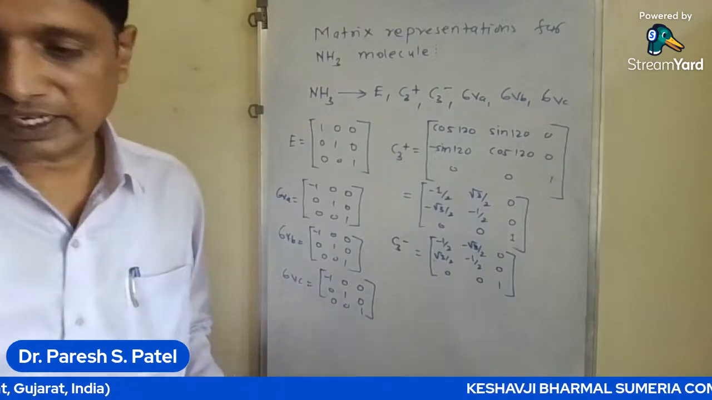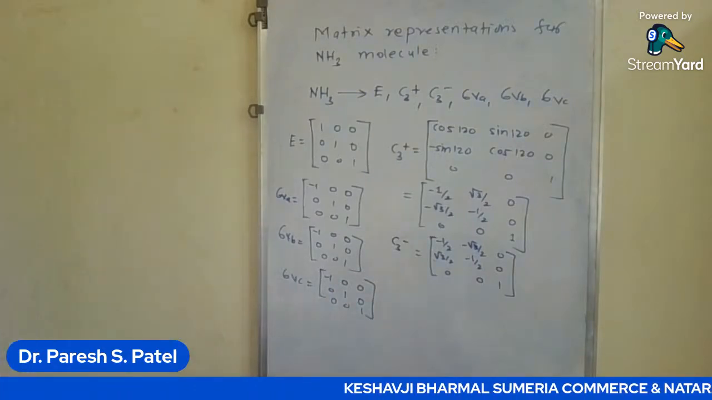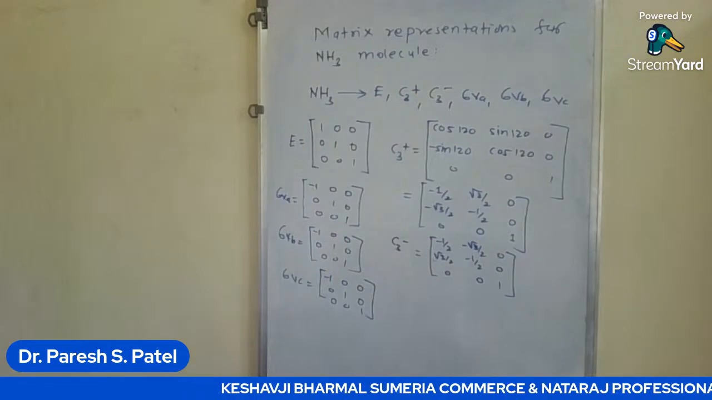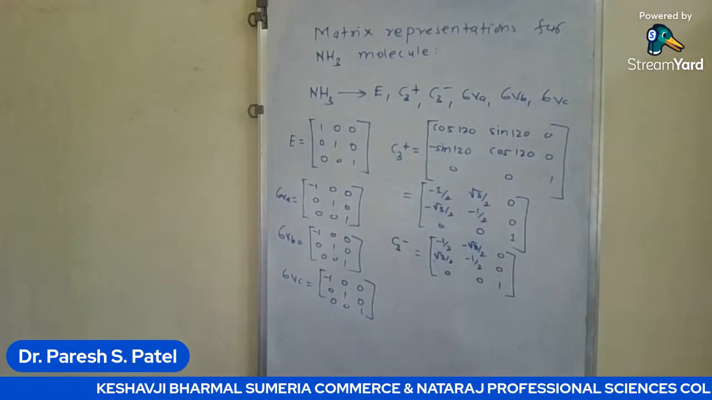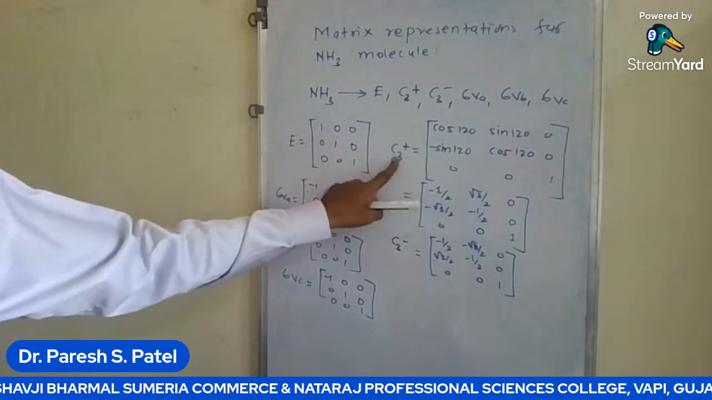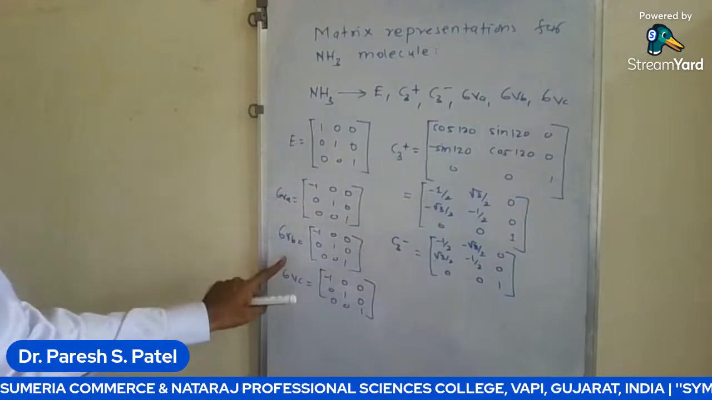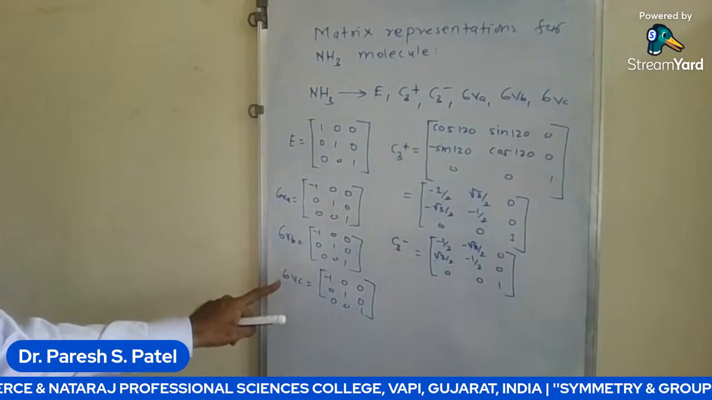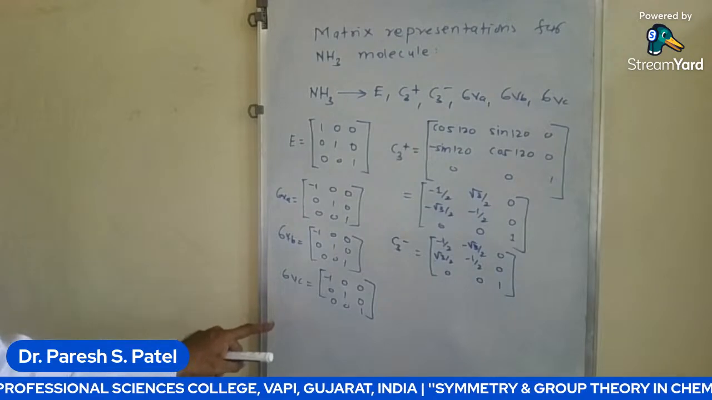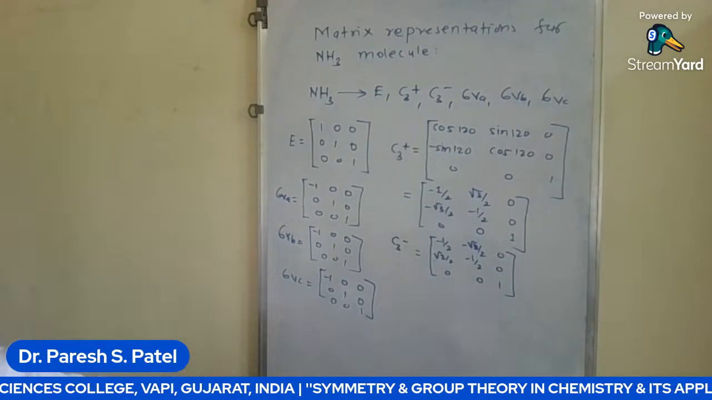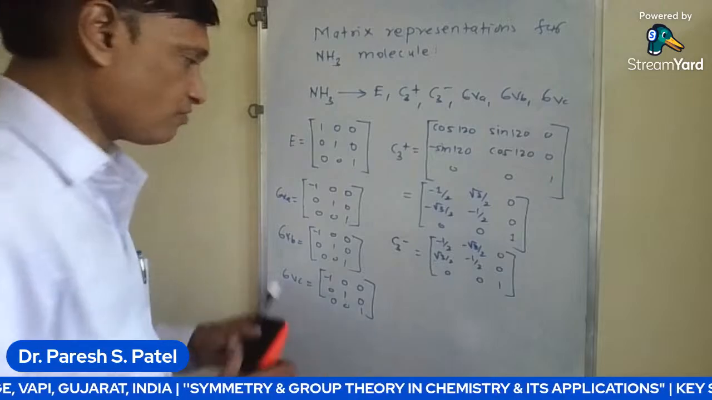So these are the matrix representations for the ammonia molecule: E identity, C3 plus, C3 minus, sigma va, sigma vb, sigma vc. Now we are going for the four laws of a group.